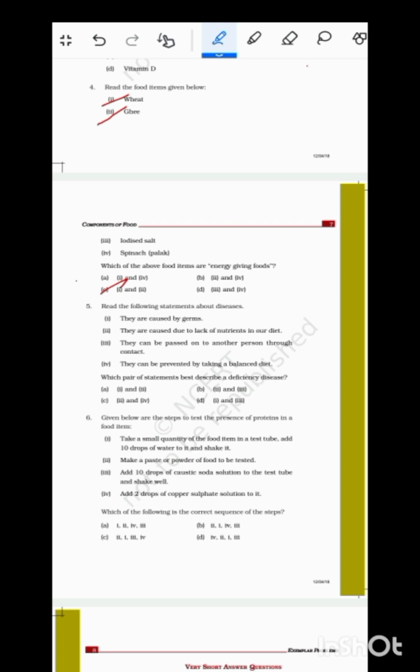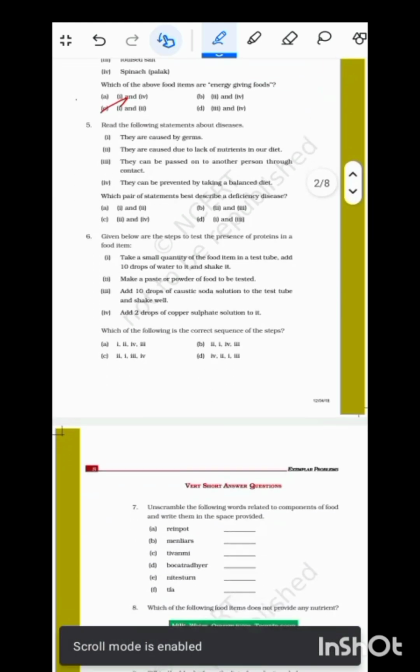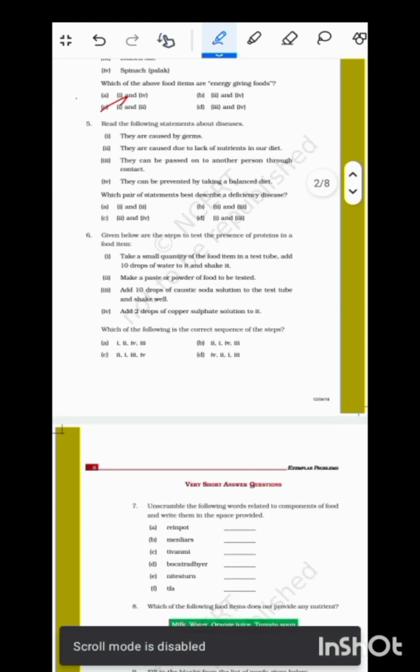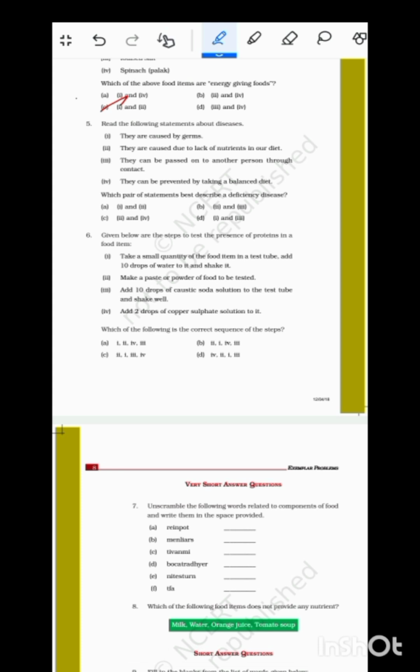Read the following statements about diseases. Option 1, they are caused by germs. Option 2, they are caused due to lack of nutrients in our diet. Option 3, they can be passed on from one person to another through contact. Option 4, they can be prevented by taking a balanced diet. Which of the following statements best describe a deficiency disease?